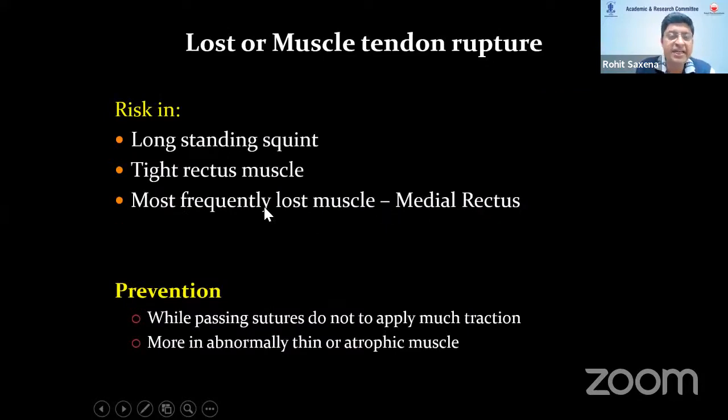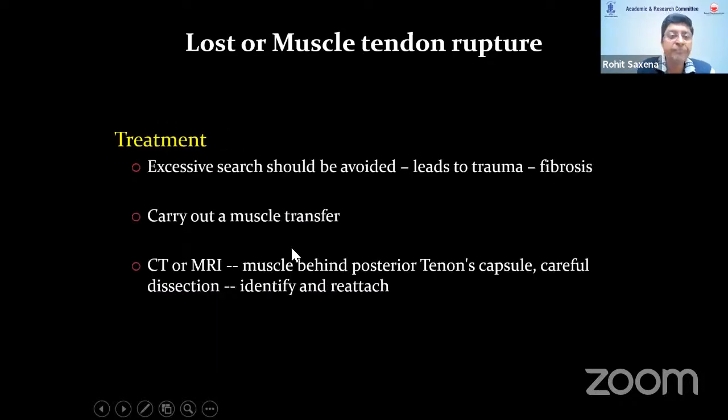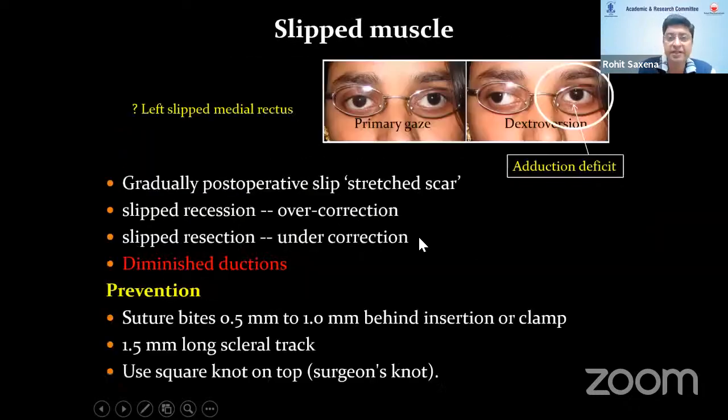A lost muscle can happen, of course, in long-standing squints with taut, tight recti. We've just discussed this as CFUMs, and the medial rectus is the most likely to get lost. Prevention is the only real thing you can do: while passing sutures, do not pull, and do not ask your assistant to pull too much. Pass sutures early, a little posterior to the insertion, and of course, in thin atrophic muscles, it's very likely. Usually, I haven't seen very great success in being able to identify and retrieve a lost muscle. So essentially, you may do a muscle transfer procedure later on, subsequently, if required.